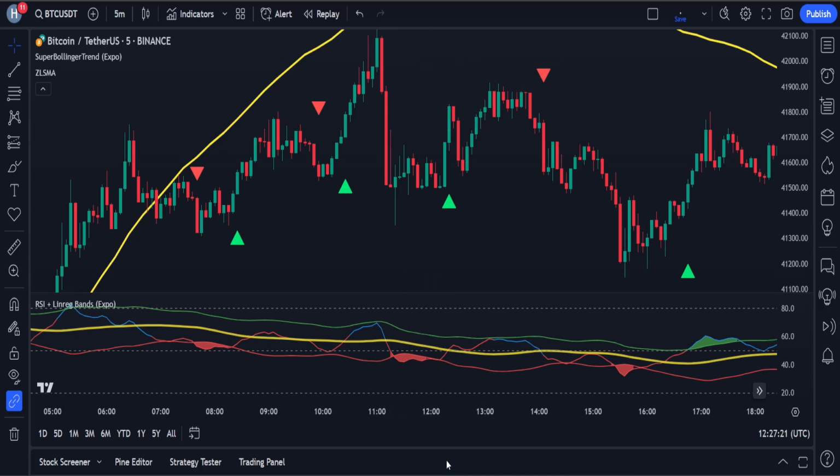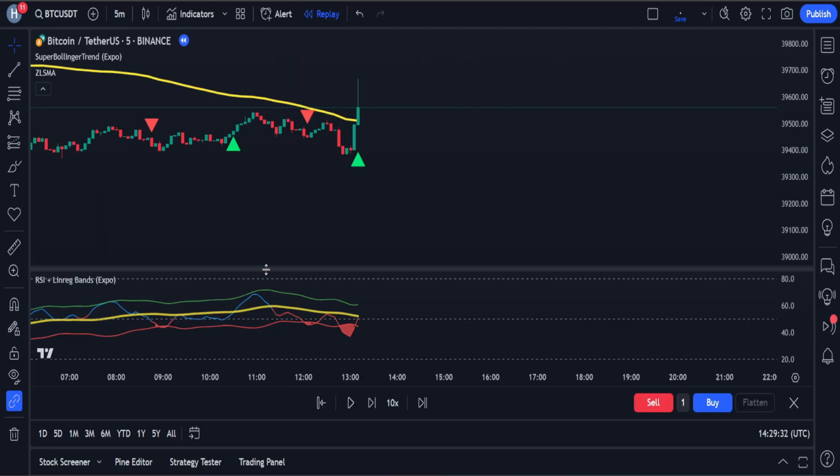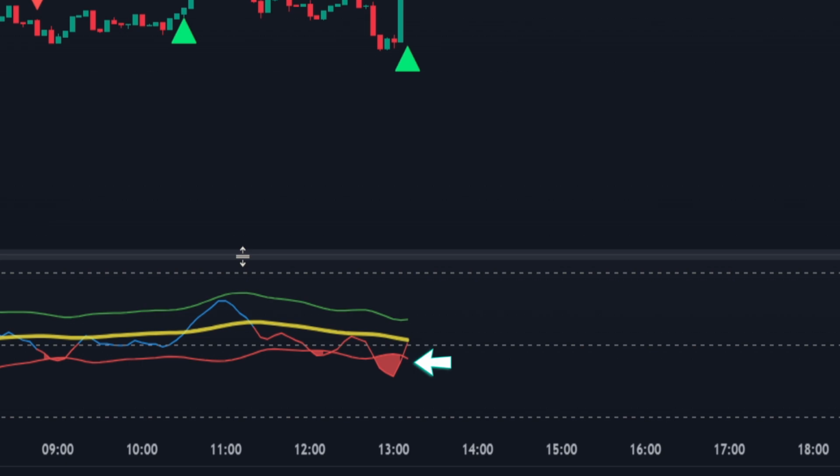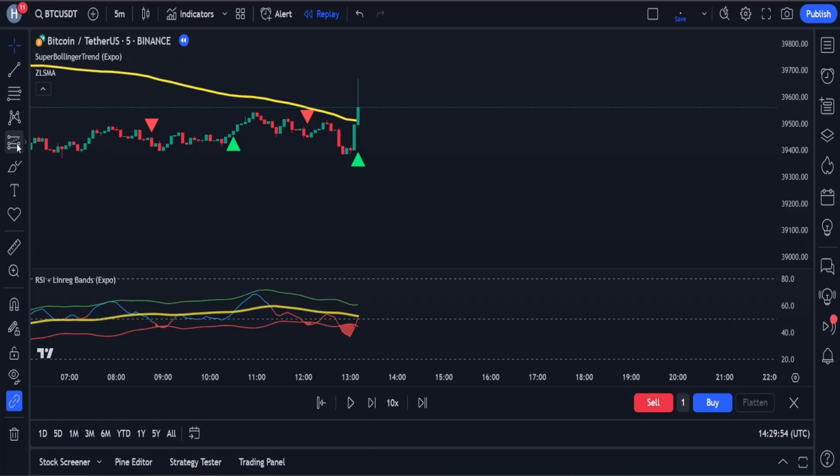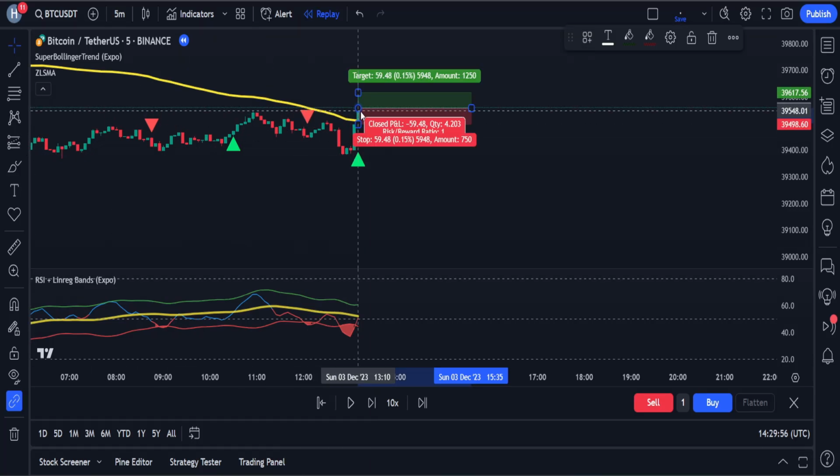So for a buy trade to be valid, first of all, the price must close above the zero lag SMA, just like it did here. This is an indication of an uptrend. Then Super Bollinger Trend must give a buy signal. And when we got the buy signal, the RSI must be oversold. In addition, at the time of the signal, the RSI line must be below the yellow line. Do not open a buy trade if the RSI is above the yellow line. If all the requirements are met, you can enter the trade.